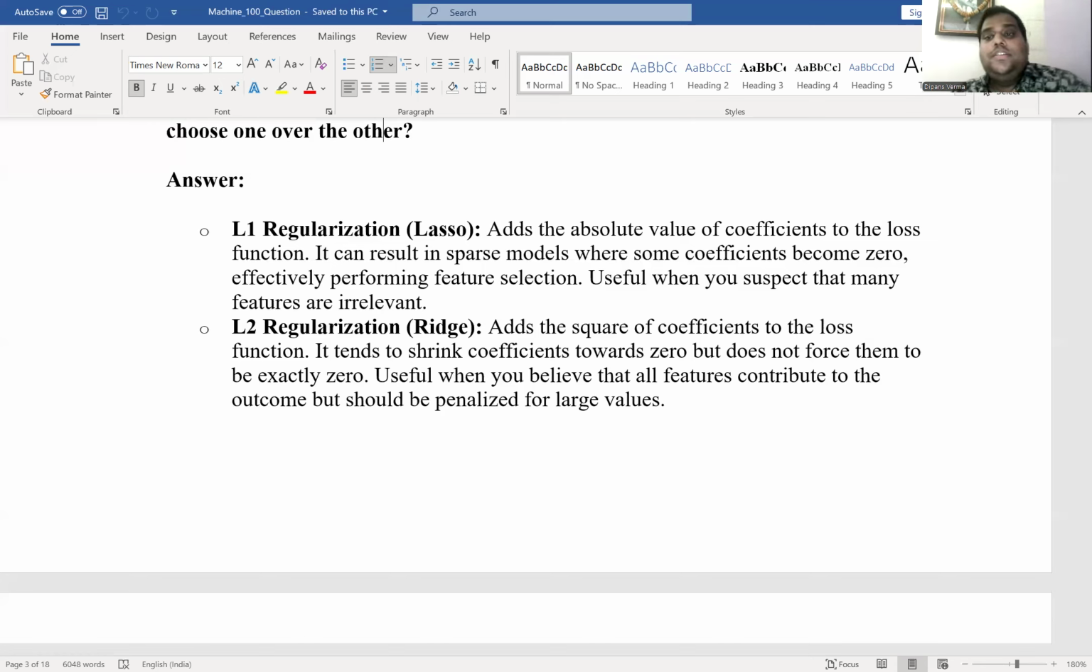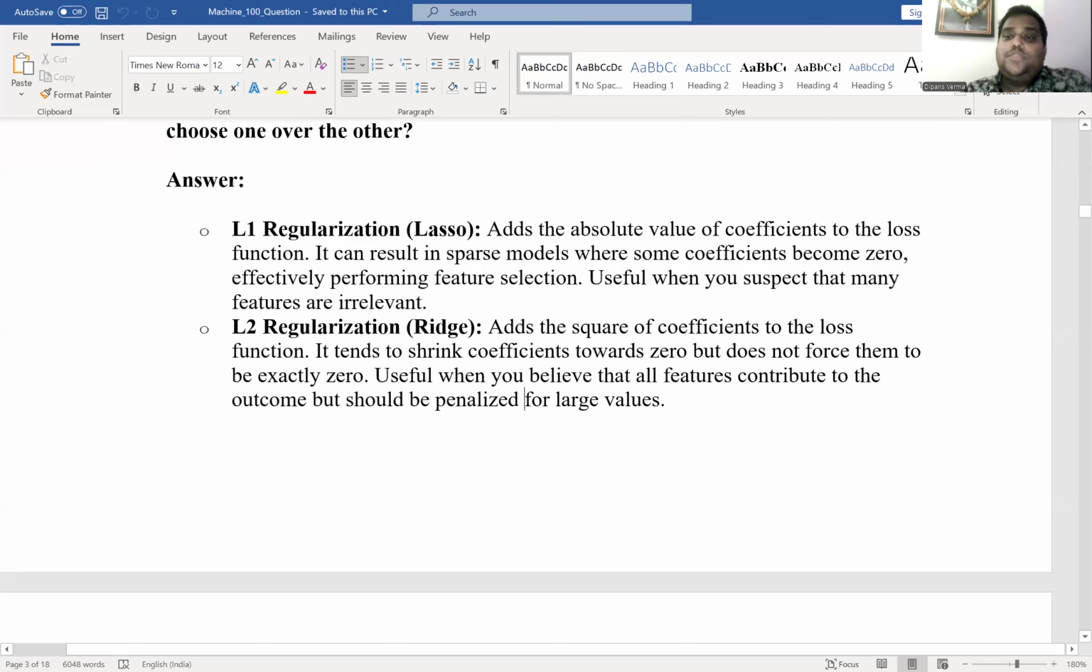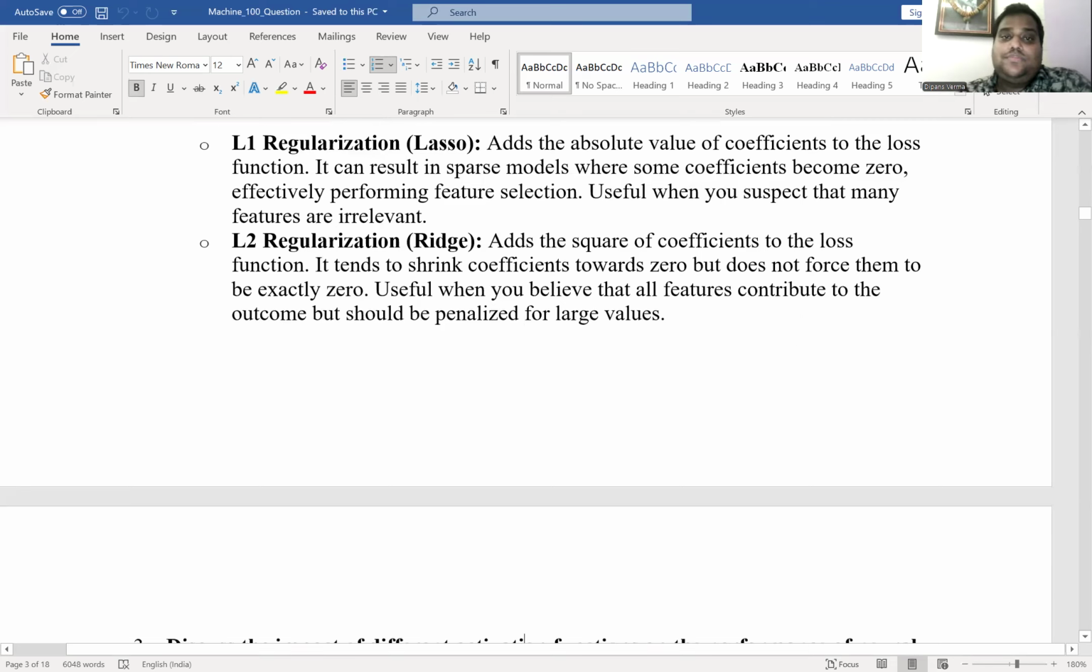When you have multiple features that are irrelevant, you need to do summation for all. And here you suspect only a very particular one, you're finding that all features contribute to the outcome but should be penalized for large values. So for large values you are penalizing, but here you are suspecting that many features are irrelevant. So that is the last one.